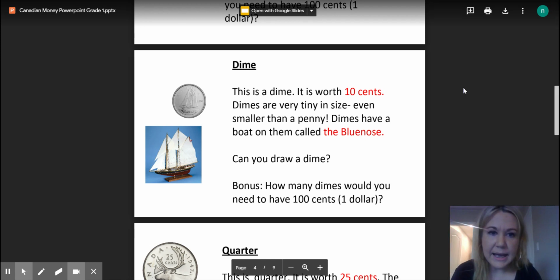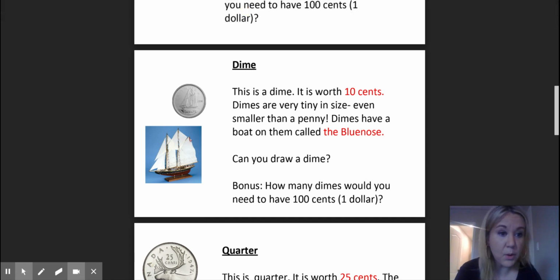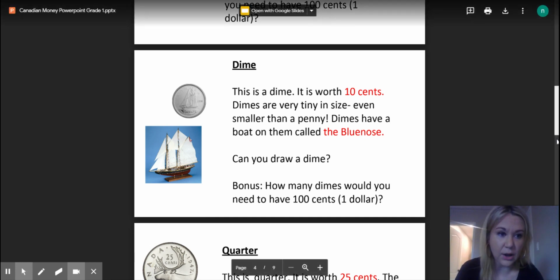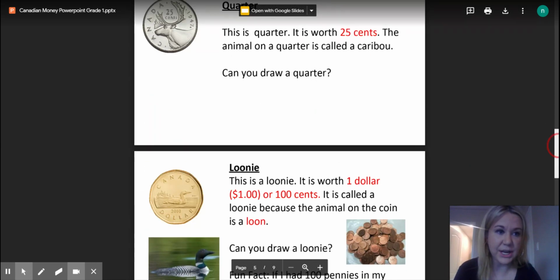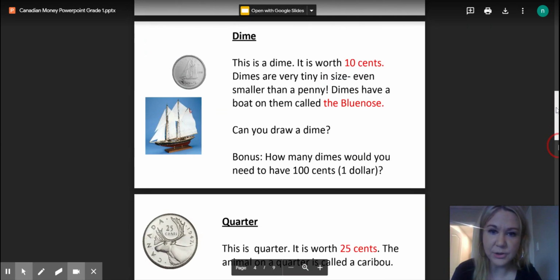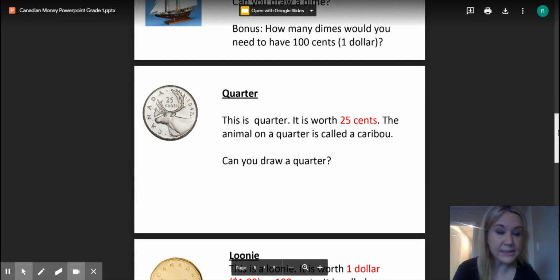Okay, dimes are very tiny in size, even smaller than a penny, and they have a boat on them called the Bluenose, which I saw. It's in Nova Scotia. Okay, and please draw me a dime. Next is a quarter. Okay, the quarter is a bigger coin, and it has a caribou on it. Okay, this is a quarter.